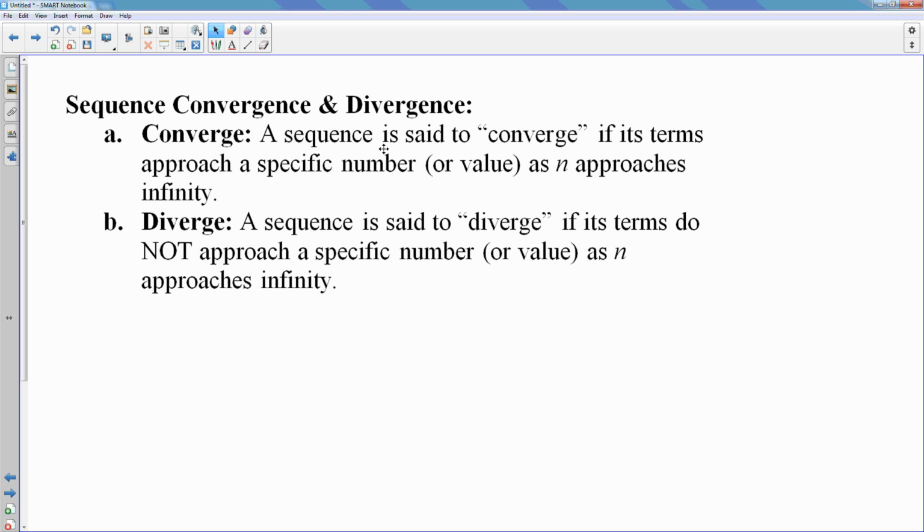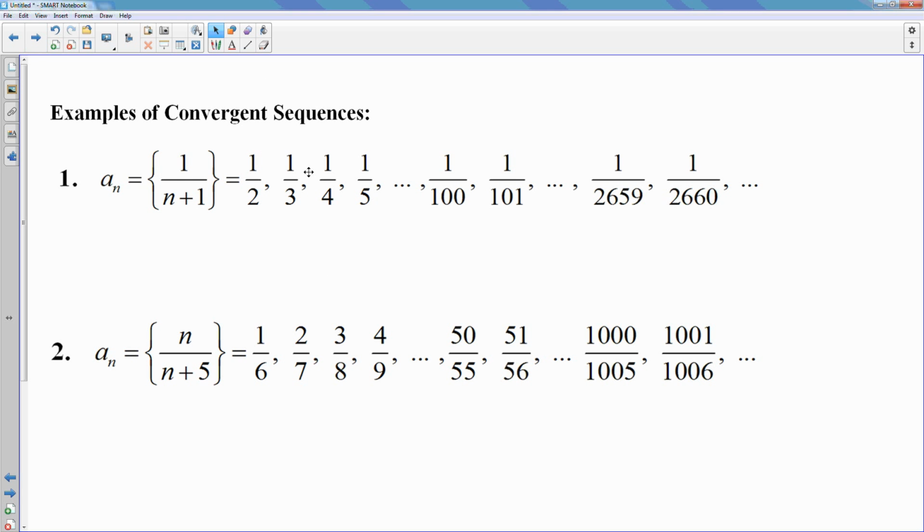With convergence and divergence, a sequence converges if its terms, as you keep writing your terms forever, approach a specific number or value as n approaches infinity. A sequence diverges if your terms do not approach a specific number or value as you plug in larger and larger numbers for n. Some examples of convergent sequences are right here.